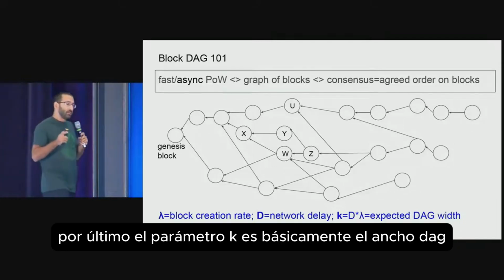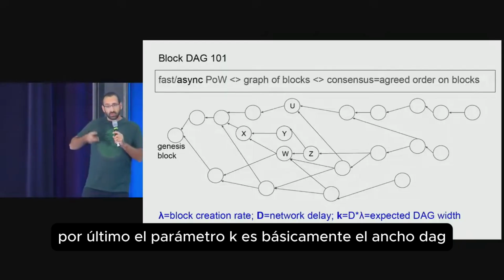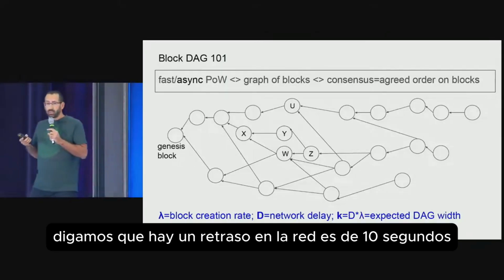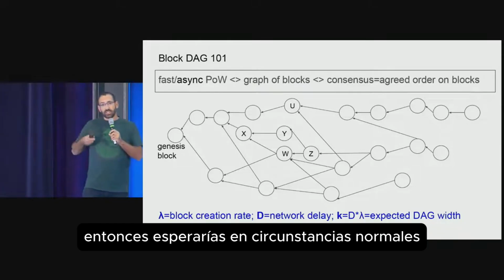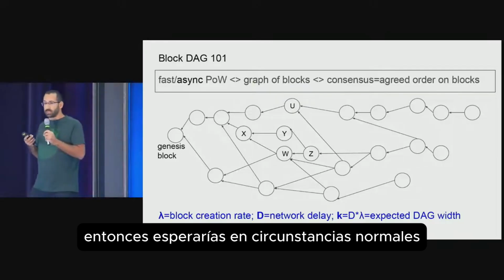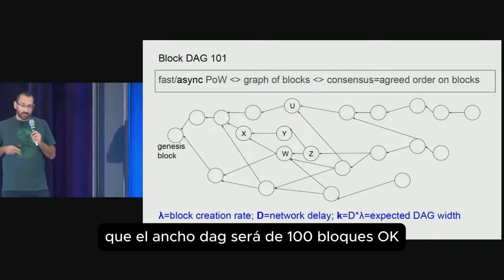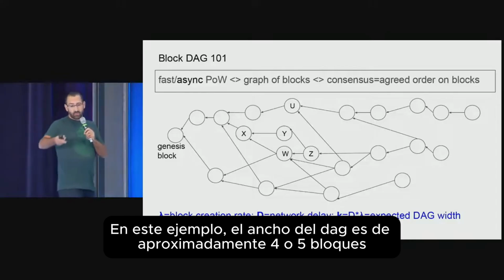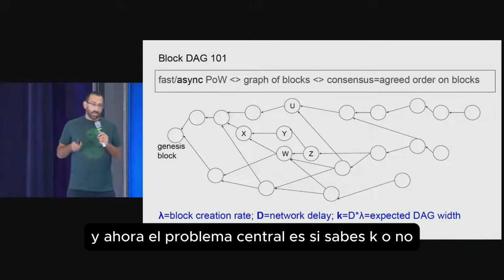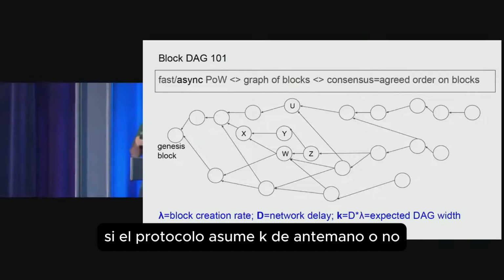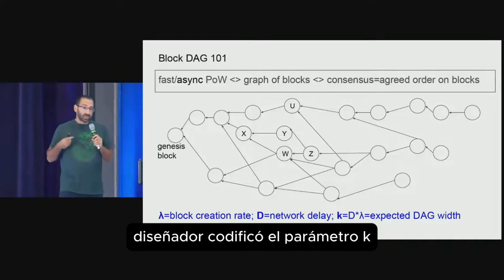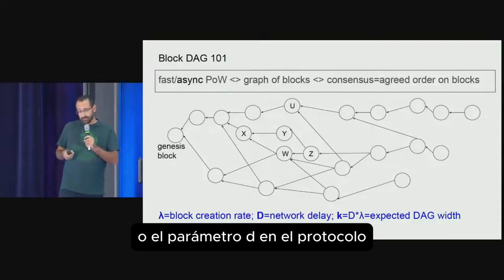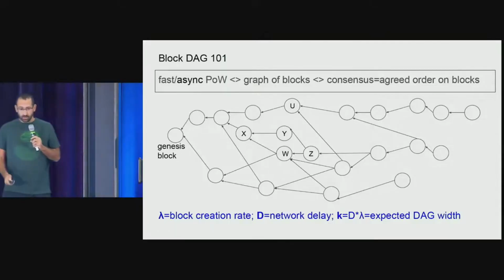Lastly, the parameter K is basically the DAG width. So if you think about, let's say, the delay in the network is 10 seconds and there are 10 blocks per second in this system, then you would expect, under normal circumstances, that the DAG width will be 100 blocks. In this example, the DAG width is about 4 or 5 blocks. And now the core issue is whether you know K or not, whether the protocol assumes K in advance, whether the protocol designer hard-coded the parameter K or the parameter D into the protocol.